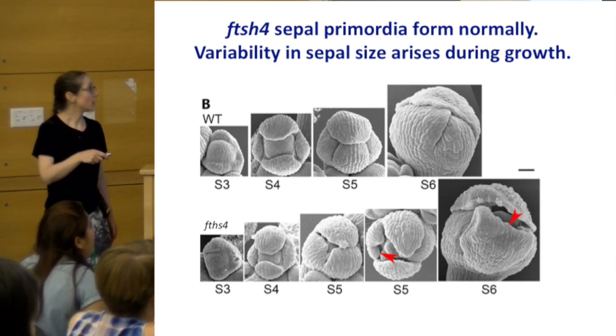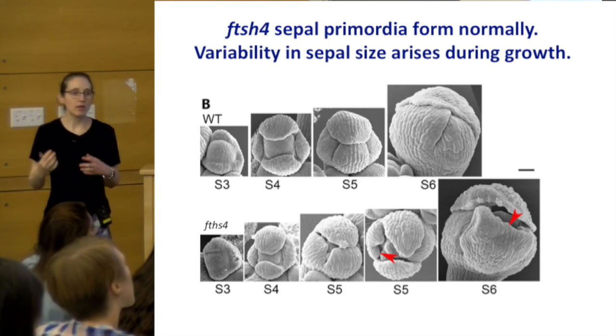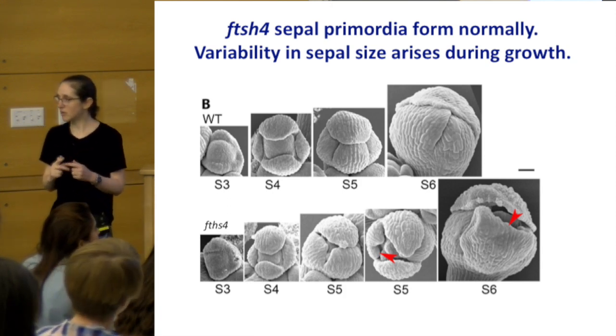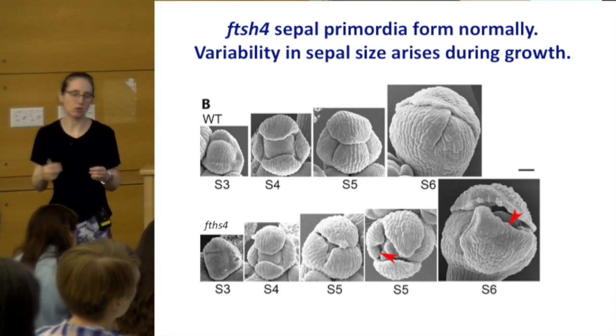Here's another one, again, leaving behind a gap, and here's a slightly later stage and still leaving behind a gap when the sepals should be very tightly closed. So it's not an initiation problem, it's a growth problem. It can't grow all the 4 sepals equally.